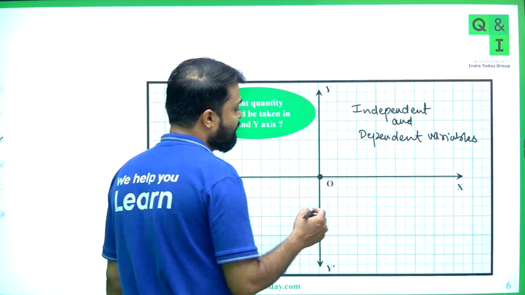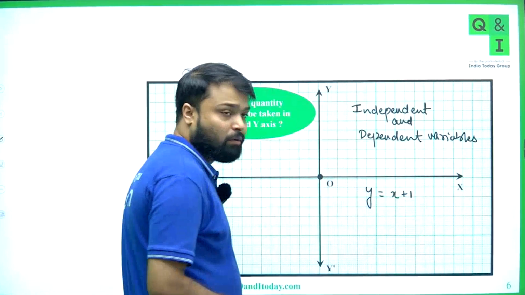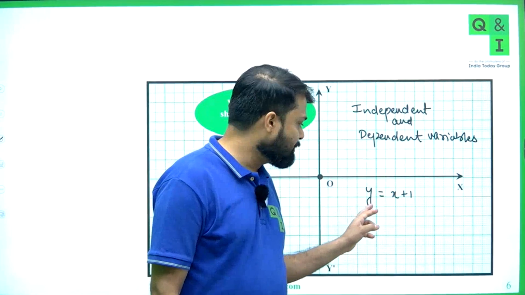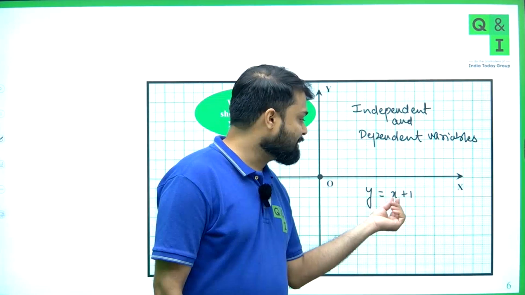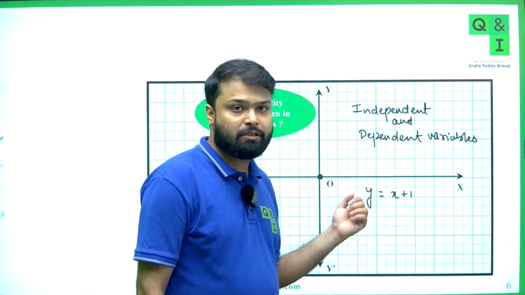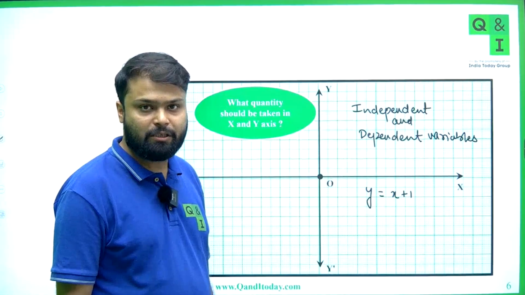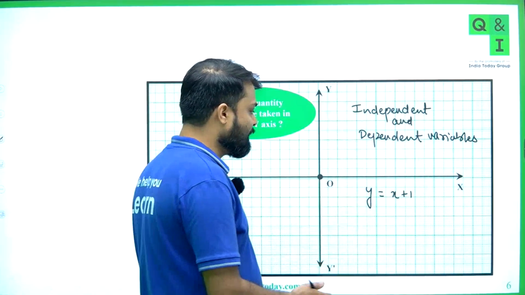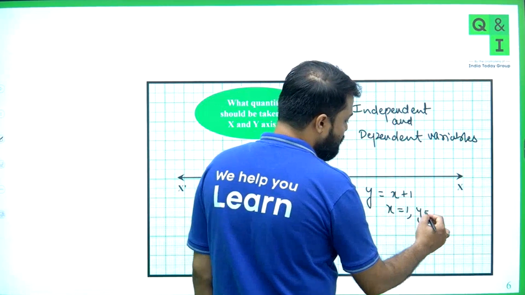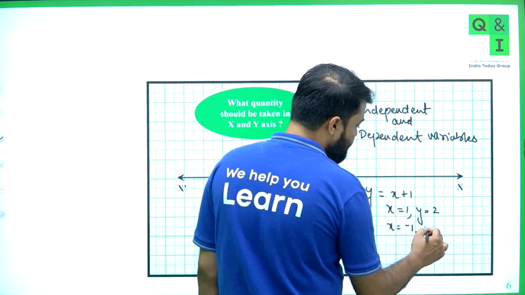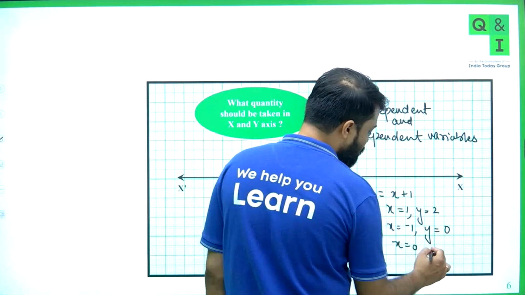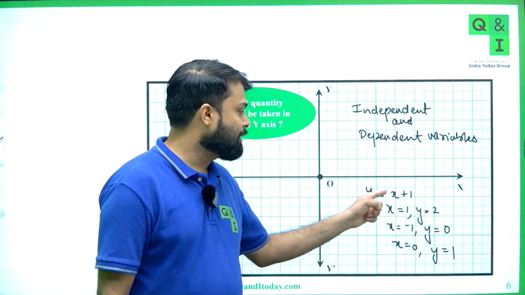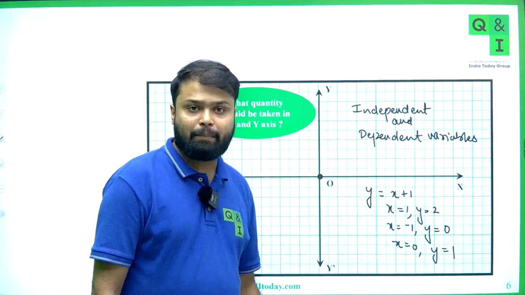Let me give you an equation. Suppose we have the equation y is equals to x plus 1. Here y and x both are variables. Now x can take any value and, depending upon the value of x, y will change. Suppose if x is equals to 1, then y is equals to 2. Similarly, if x is equals to minus 1, then y is equals to 0. And if x is equals to 0, y is equals to 1. So x can take any value and accordingly y will change. Here we can say that x is the independent variable and y is the dependent variable.